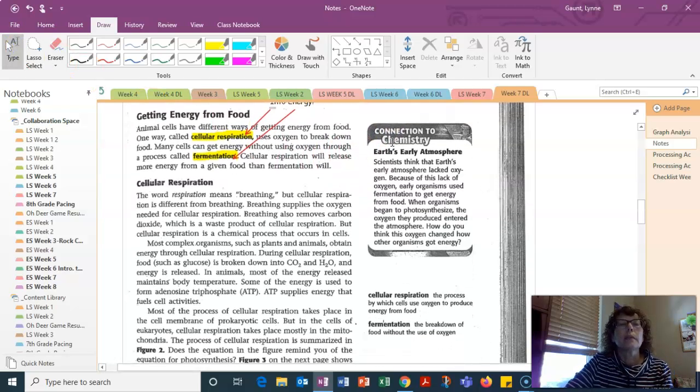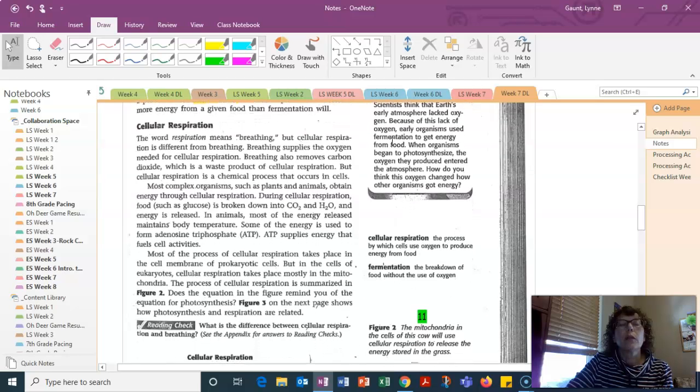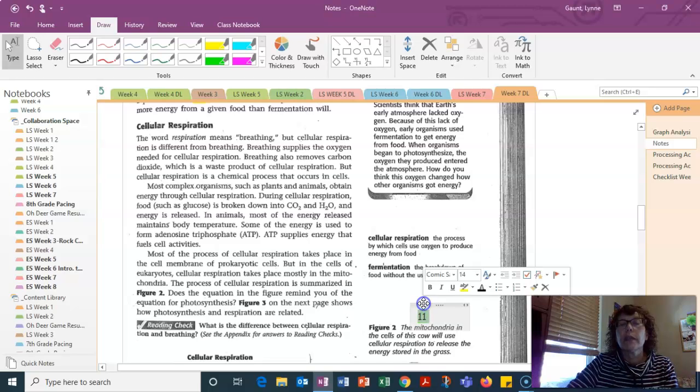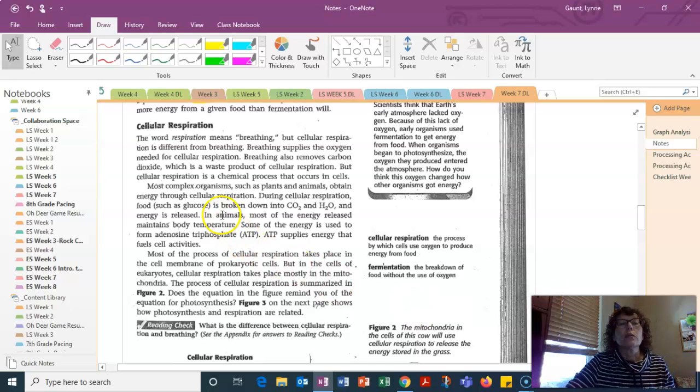All right. Now let's read about cellular respiration, which needs oxygen, by the way, to happen. This can sound a little bit confusing, so I want you to be carefully listening to me as I read this to you. So cellular respiration. The word respiration means breathing. Breathing in, breathing out. But cellular respiration is different from breathing.